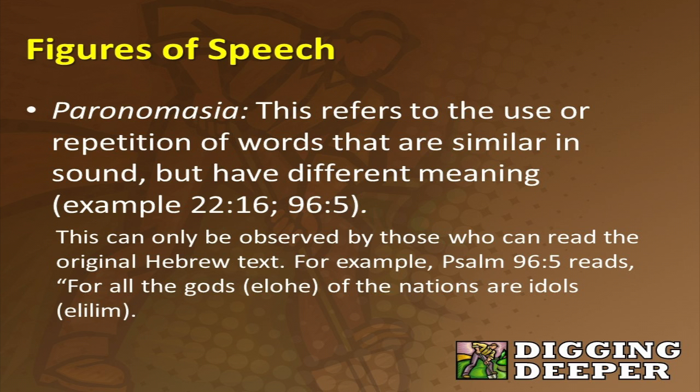Next in our figures of speech is paronomasia. Paronomasia refers to the use or repetition of words that are similar in sound but have a different meaning. And the difficulty with this figure of speech is, again, we could only see it if we can read the original Hebrew text. So, for example, Psalm 96:5 reads, for all the gods of the nations are idols. Well, the word for gods is Elohim, and the word for idols is Elilim. And so they sound alike, but they are referring to different things.